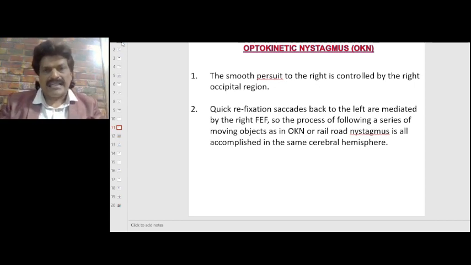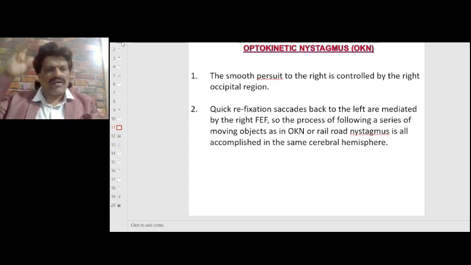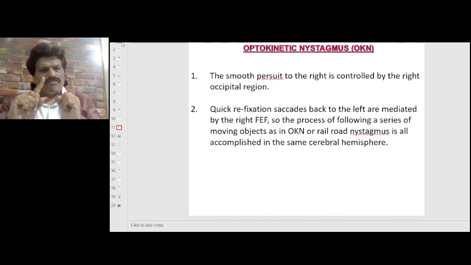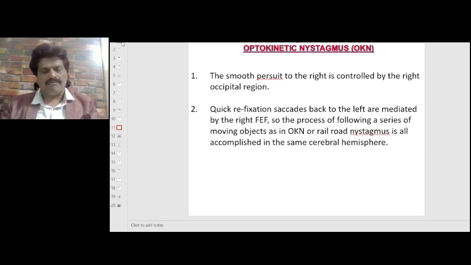This can be tested at the bedside by giving a drum with black and white stripes, and rotating it. The patient keeps following it, pursuit movement, then corrective saccade, pursuit movement, a corrective saccade. The smooth pursuit to the right is controlled by the right occipital region. The quick refixation saccades back to the left are mediated by the right frontal eye fields area number 8. So the process of following a series of moving objects, as in the optokinetic nystagmus or railroad nystagmus, is all accomplished in the same cerebral hemisphere.